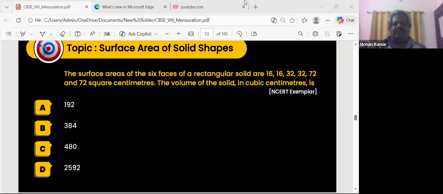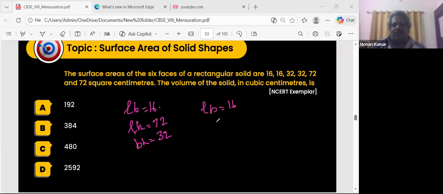So the surface areas of the 6 faces of a rectangular solid are 16, 16, 32. So we'll have LB equals 16, then LH equals 72, and let's have BH equal to 32. So LB is equal to 16, LH equals 72. So the surface areas are given.